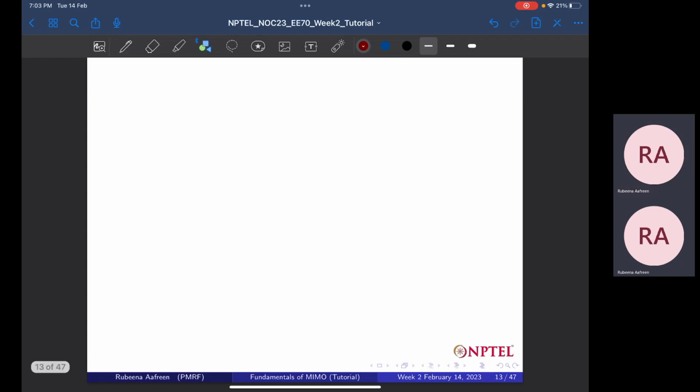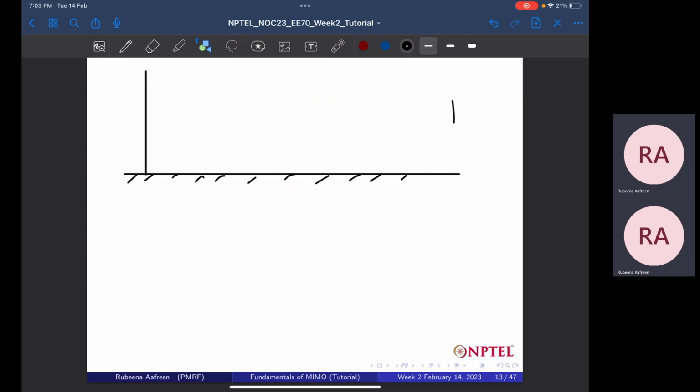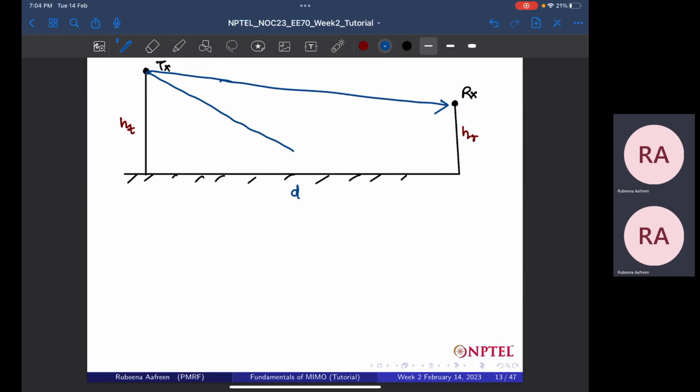So in 2D model, let's see that suppose we have a transmitter. This is the ground. And then we have a receiver. So this is the transmitter and this is the receiver. The transmitter has a height of HT and the receiver has a height of HR. So always there will be even a line of sight component that is going from the transmitter to receiver directly. In the 2D model, we assume that one component will reach after reflection from the ground. So this is the line of sight path and this is the reflected one. So this is the 2D model.